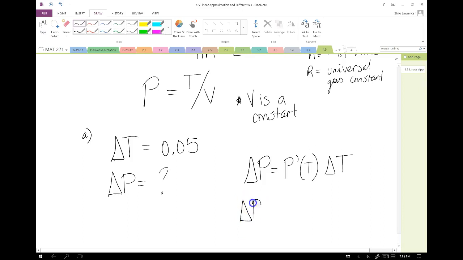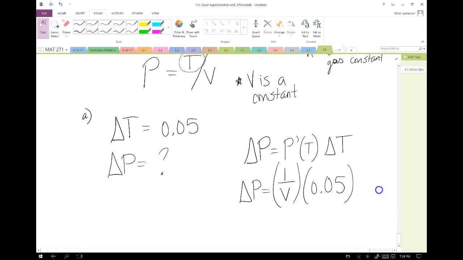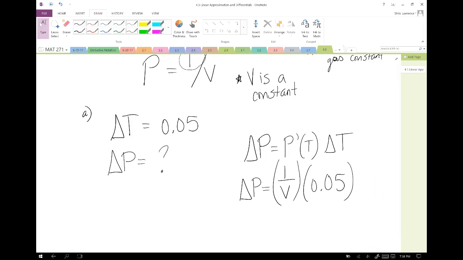So delta P, change in pressure, is the derivative of P with respect to T. So here, T is a linear variable, which means its derivative is just the coefficient, the 1 over V. And then delta T is 0.05. So delta P equals 0.05 over V.